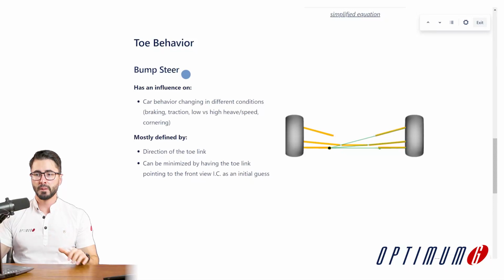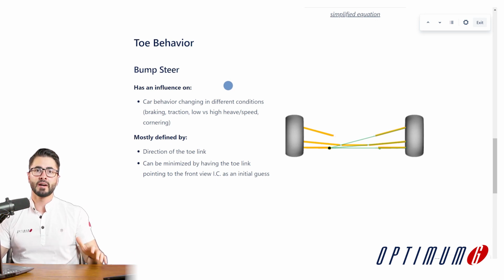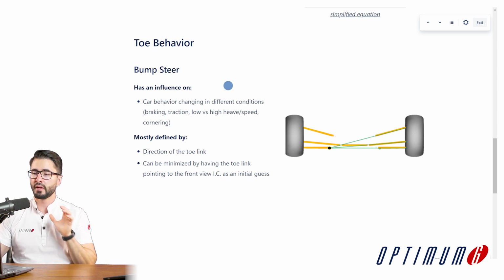And we're gonna start with toe behavior, specifically bump steer. So the bump steer will influence how the toe changes as you compress the car. So you can influence the car behavior under braking, traction, or cornering as well. In this specific example, we'll say that we want to minimize bump steer. It does not need to be the case, but it is our goal for this exercise.